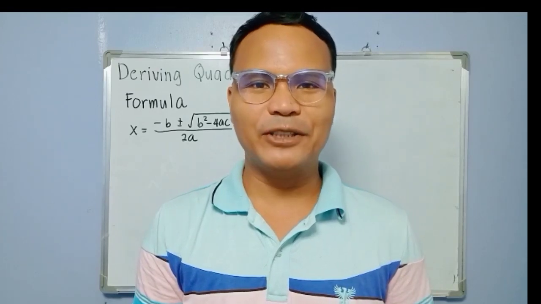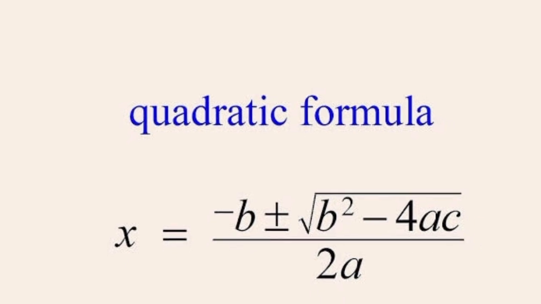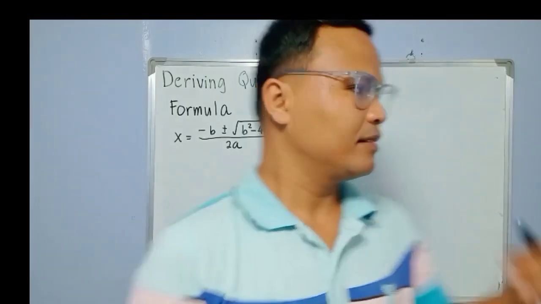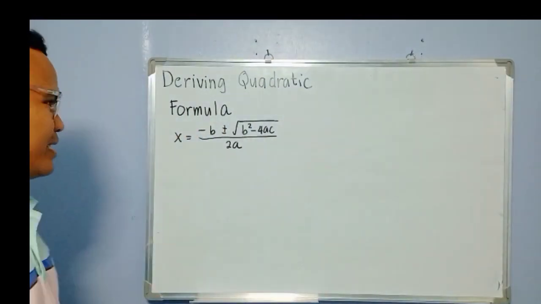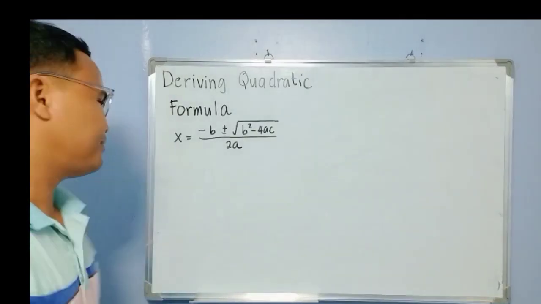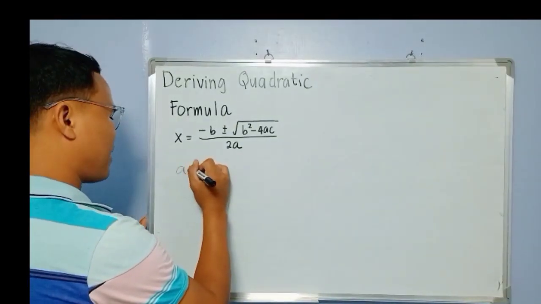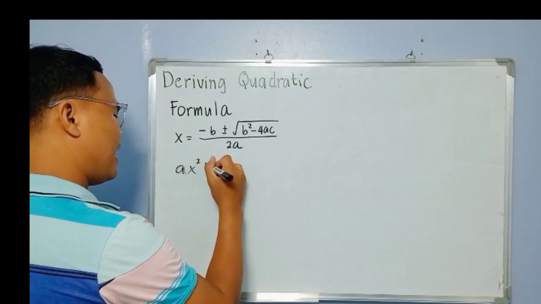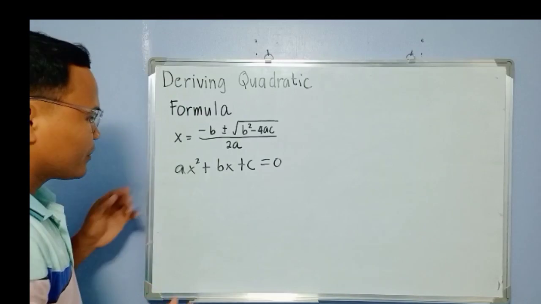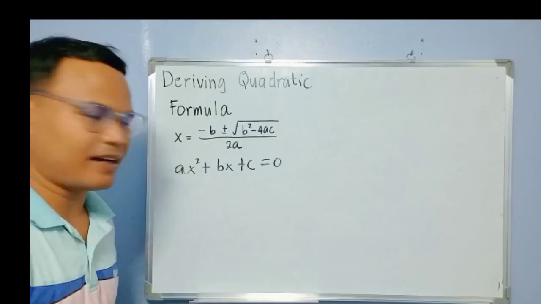In this video, I'm going to teach you about deriving the quadratic formula. x equals negative b plus and minus the square root of b squared minus 4ac all over 2a. Now, the standard form of a quadratic equation is ax squared plus bx plus c equals 0. Okay, let us solve for x by using completing the square.